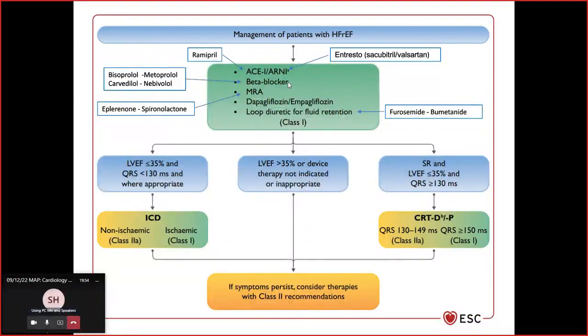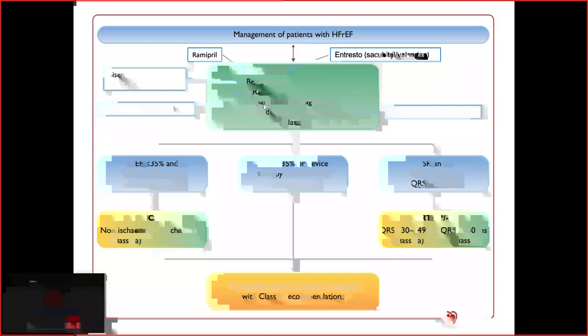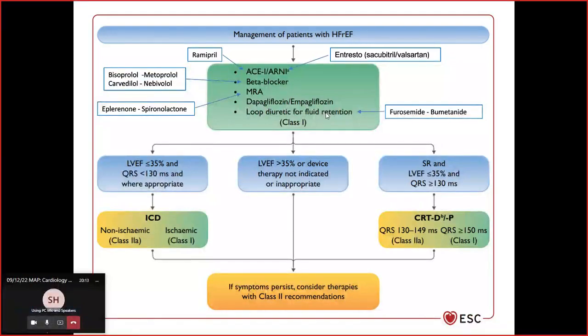Beta blockers. We all know that the patient with heart failure usually receives a combination of beta blocker and ACE inhibitor, either bisoprolol with ramipril or bisoprolol with Entresto. And mineralocorticoid antagonist, which is the eplerenone and spironolactone. And the newly introduced medication, the dapagliflozin and empagliflozin, and of course the diuretic furosemide.